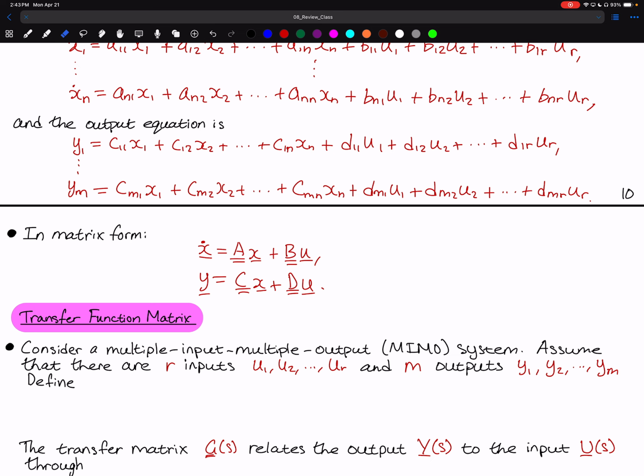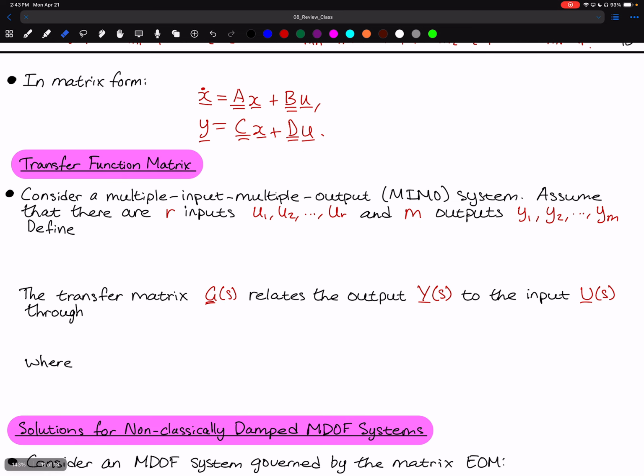All right, we're going to move on and take a look at the transfer function matrix. So we're going to consider a multiple input, multiple output system. We're going to assume that there are r inputs, u1 up to ur, and m outputs, just like we had above. Just as a reminder, our U vector is equal to u1, u2, up to ur, transposed. Output vector y is equal to y1, y2, up to ym.